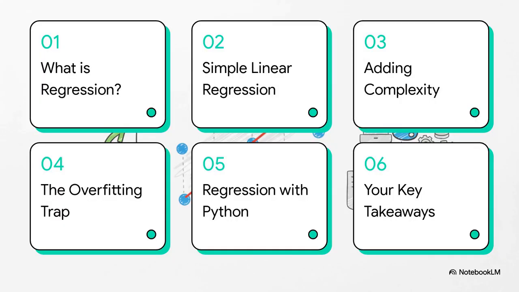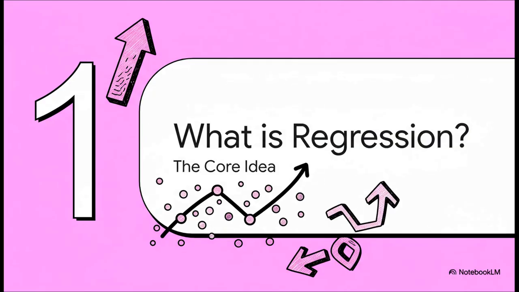Okay, so here's our game plan. We'll start with what regression even is. Then we'll zoom in on the simplest version, simple linear regression. We'll talk about how to make it more complex and a huge trap to avoid called overfitting. Then the fun part, we'll see it in action with Python. And finally, we'll wrap up with the key takeaways.